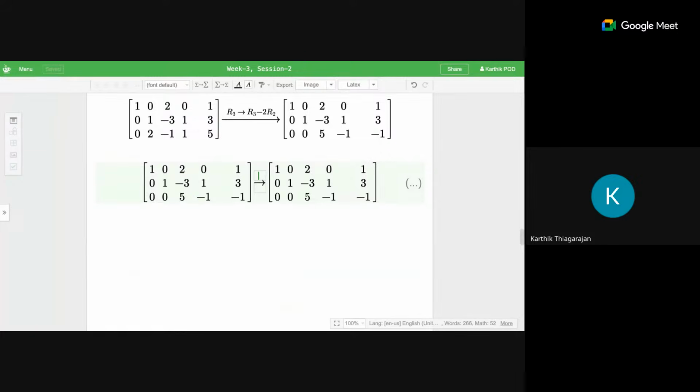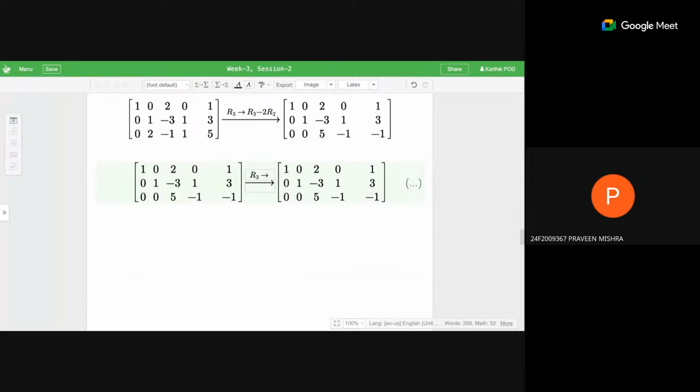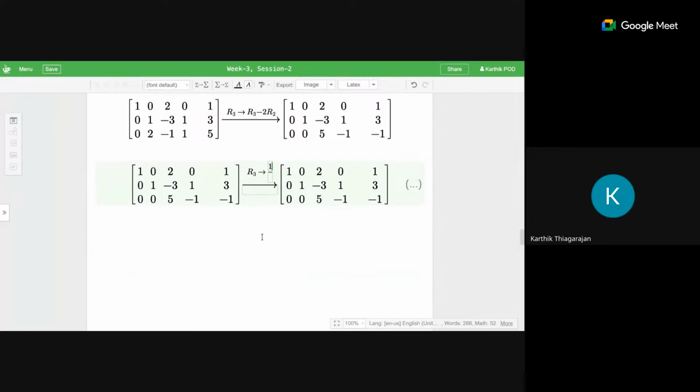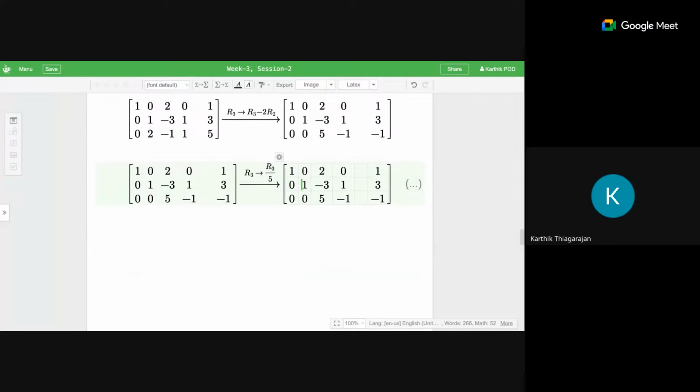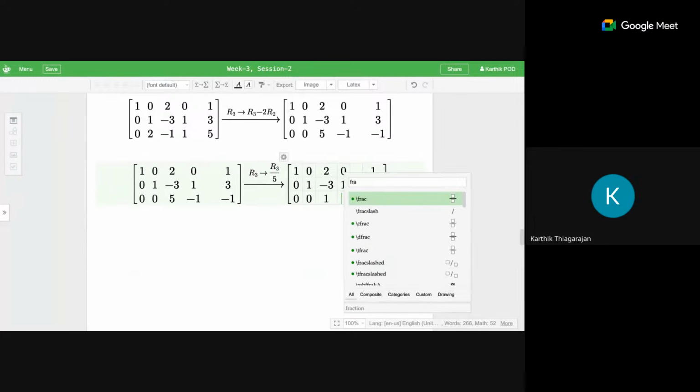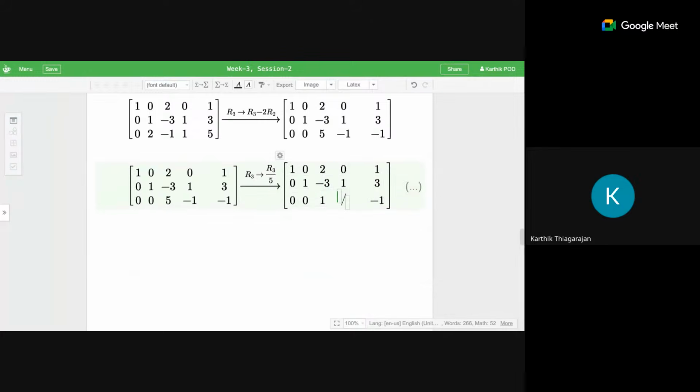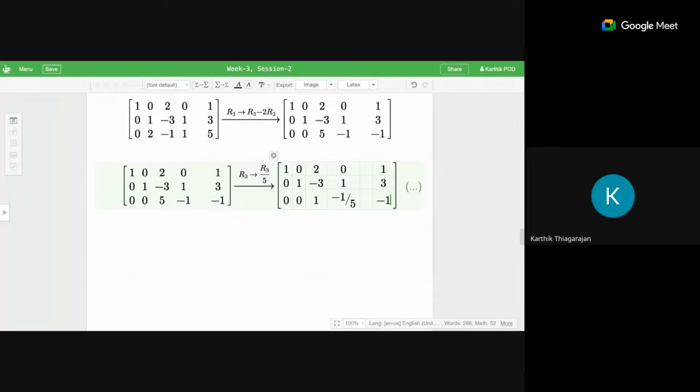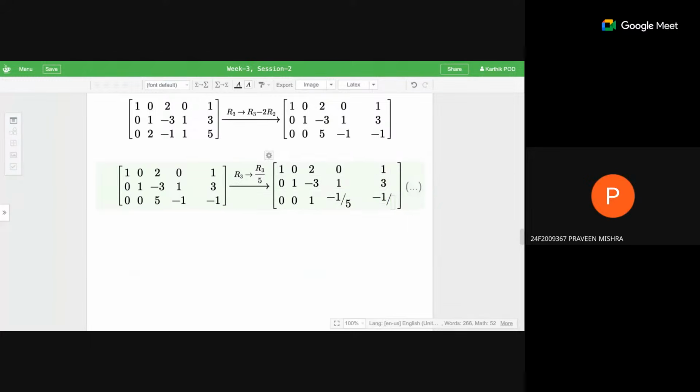What can I do now? Make this 5 a 0, like 3 times R3 minus 5 times R2. Oh, sorry, plus. Or 1 by 5. Yeah, I can do 1 by 5, right? So R3 is R3 by 5. We'll make it 1, and there's a different fraction which is slightly better. Okay, this one. So this is -1 by 5 and 1. -1 by 5, 1 by 5. Correct. So is this correct so far? Yes.